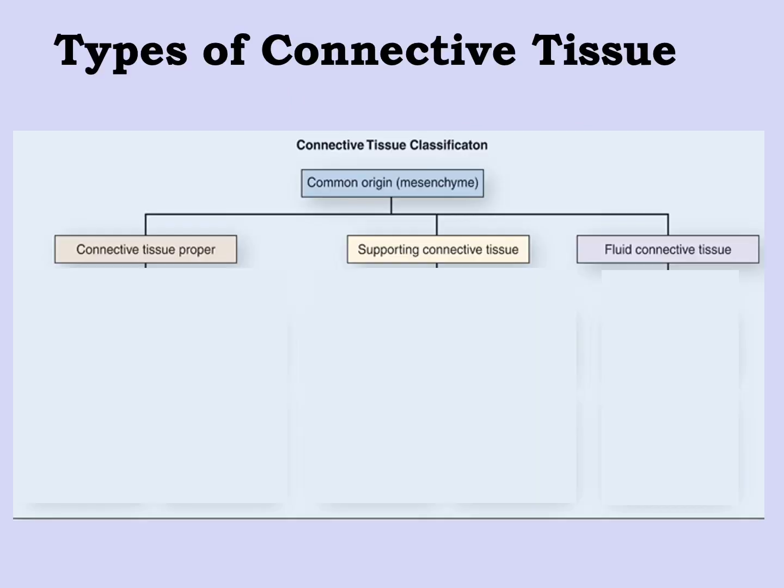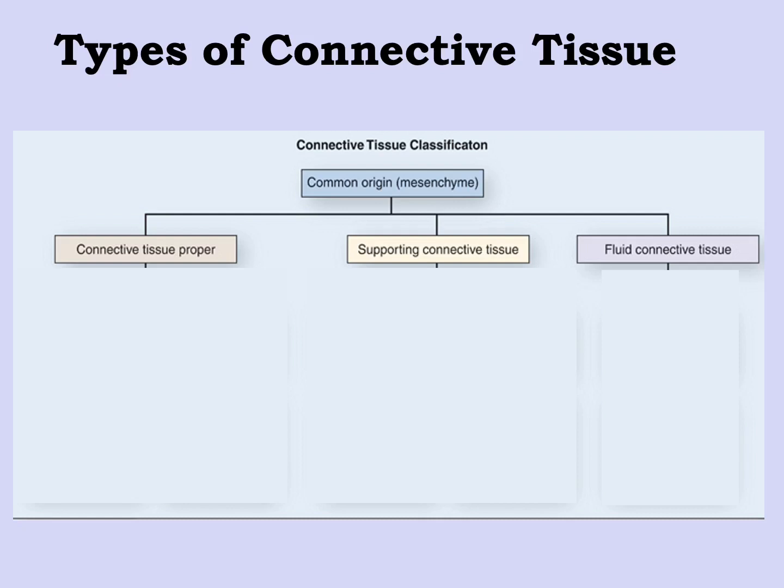So when we look at connective tissue itself, it's going to get broken down into three distinct classifications. All connective tissue is going to derive from what's referred to as the mesenchyme or mesenchymal cells. The connective tissue is broken down into what's referred to as connective tissue proper. These are tissues that actually will connect one thing to another thing.